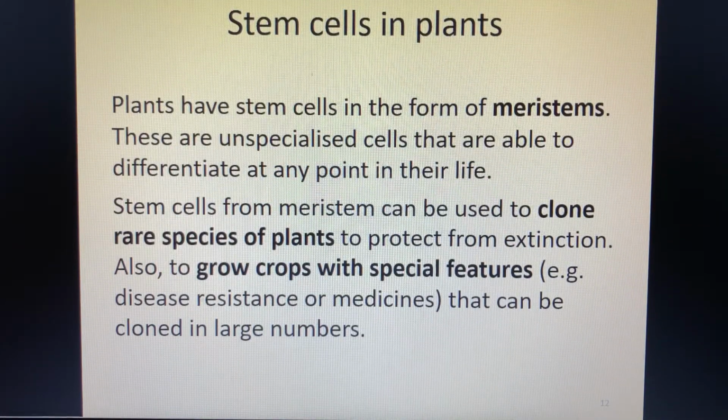Stem cells also exist in plants. They're called meristems. Again, uses could be to clone rare species of plants, to get particular medicines from plants, that kind of thing. So we've obviously got this growing population and we need medicines for all of them. So we might need to have big supplies of these different plants with these special features, and we can use the meristems to colonize those really quickly.